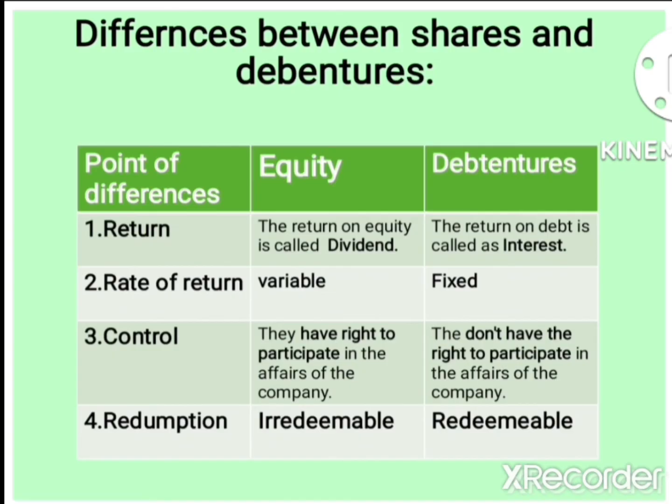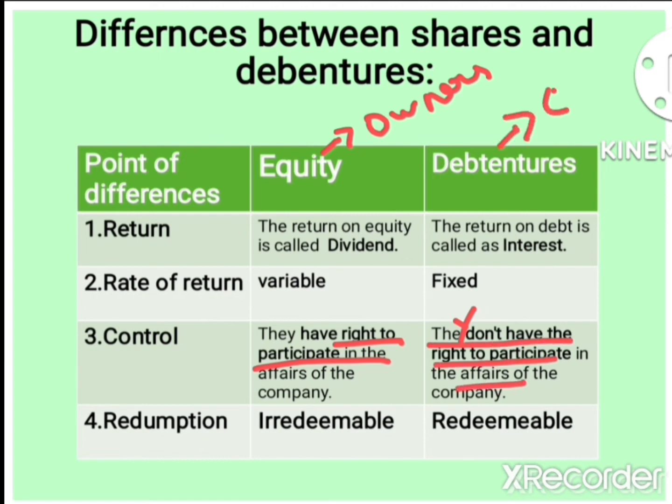Third point is control. Equity shareholders have the right to participate in the affairs of the company. Why do they have the right to participate in the affairs of the company? Because equity shareholders are the real owners of the company. As they are the real owners of the company, they have the right to participate in the affairs of the company. They have the right to make decisions of the company, whereas debenture holders don't have the right to participate in the affairs of the company. Why? Because debenture holders are just the creditors to the company.